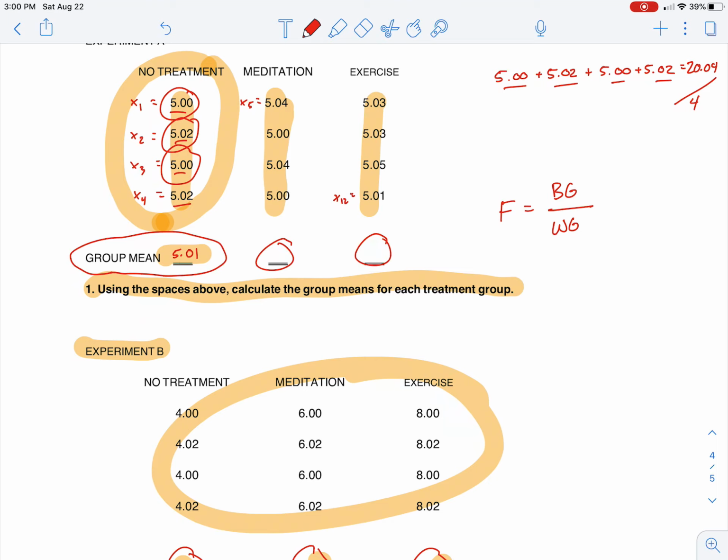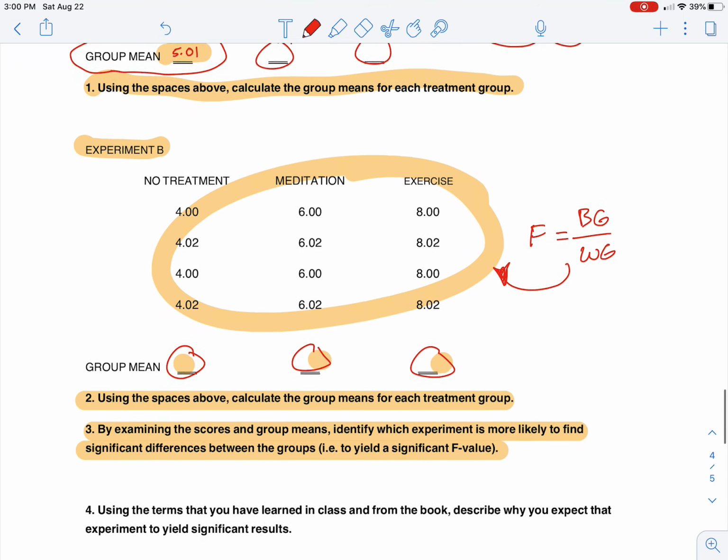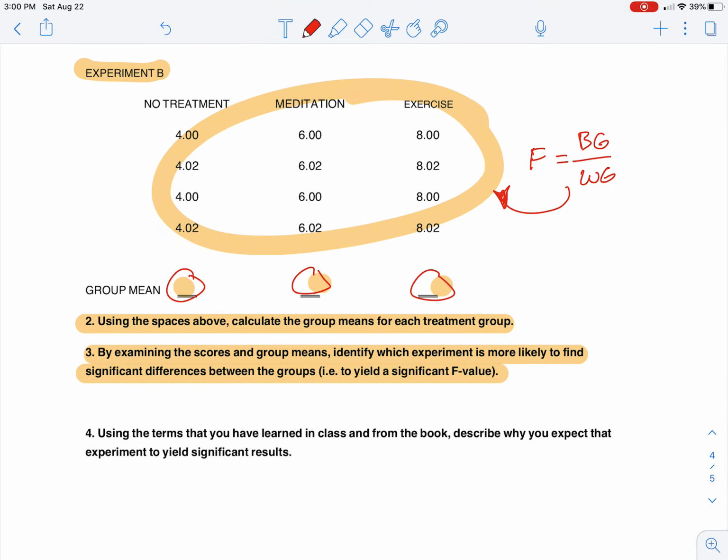You can't calculate out F values for this, or you could, but it would take a long time. Don't worry about doing that. What I want you to do is just take a look at the between group variance and the within group variance of this experiment, and then the between group variance and the within group variance of this experiment, and see if using that information you can tell which experiment is more likely to find significant differences.